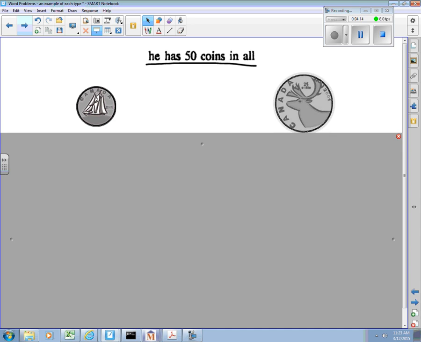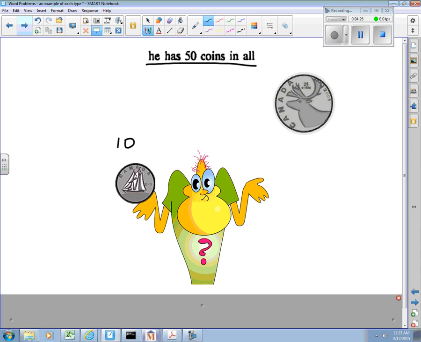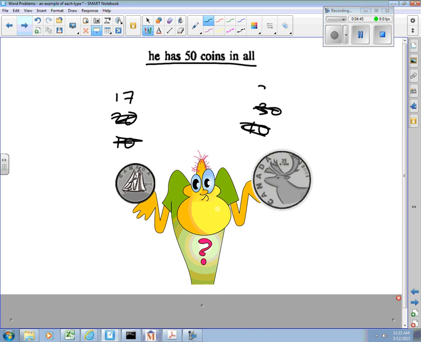So let's just kind of role play this for a sec. There's you. Let's say that I gave you 50 coins, and in this hand I'll put the dimes, and in this hand there's 10 dimes. How many quarters would you have in this hand? 40. What if we had 20 on this hand? How many's in the other hand? 30. Let's try a tougher number. What if we had 17 in this hand? We'd have 33 in the other hand.